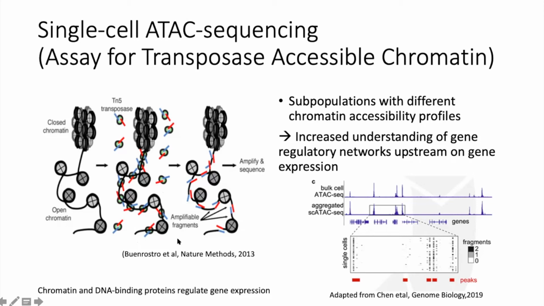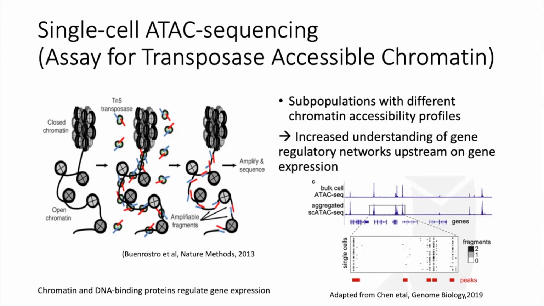Thus, it will cut and tag those open chromatin fragments, and then you build libraries from these fragments, you sequence, and you map back to the genome. So basically, in the end, it's a proxy for regions in the DNA that are open for regulation. So it's data that could be added to the RNA sequencing data.